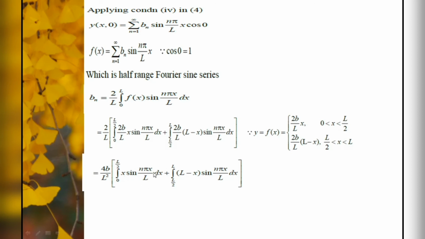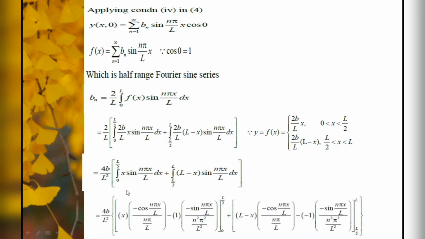So the integration of dv is nothing but v1. When we do so, it is x, that is u, times the integration of sin(nπx/L), which is minus cos(nπx/L) divided by nπ/L, minus the differentiation of x, which is 1, times the integration of this, which is minus sin(nπx/L) divided by nπ/L. Already you have an nπ/L, so this will give us n²π²/L².